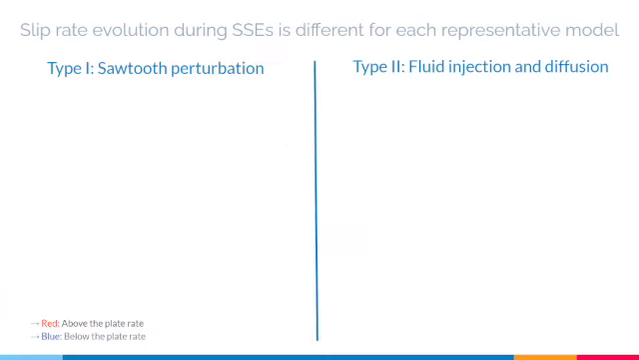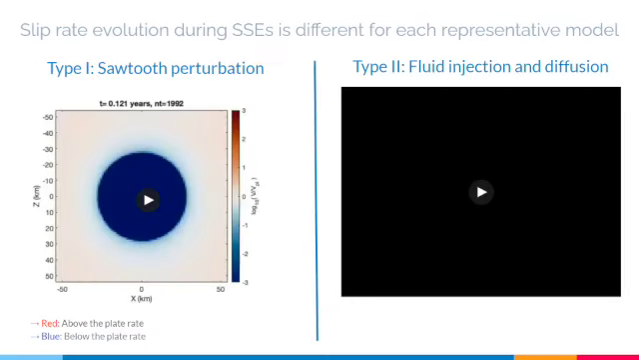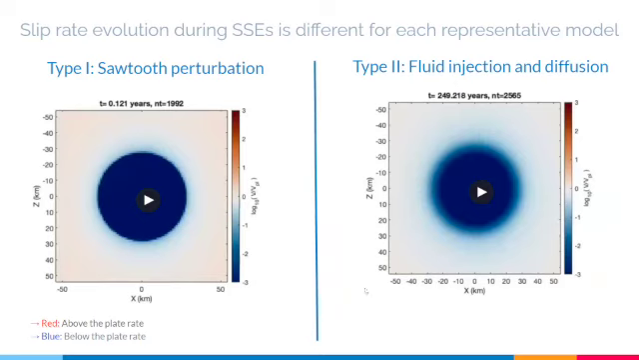So I will now briefly present the evolution of the slip rate on the fault during this event, starting with the first representative model for the type 1 perturbation. Again, this is a log scale of the slip rate on the fault normalized with respect to the plate rate, where red is above the plate rate and blue is below the plate rate.